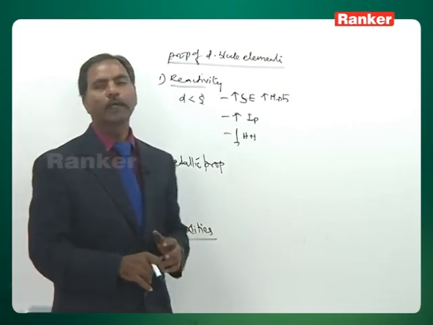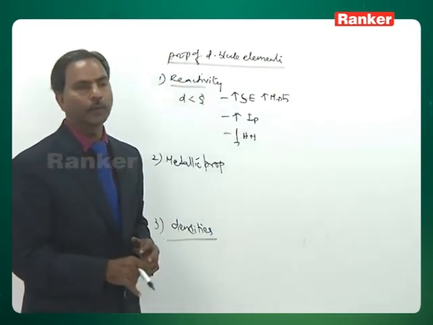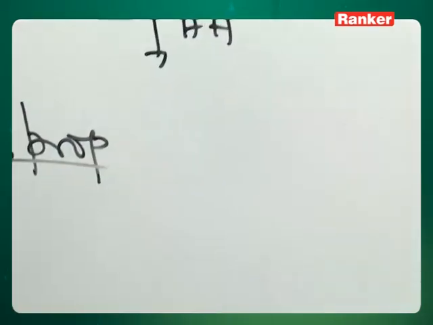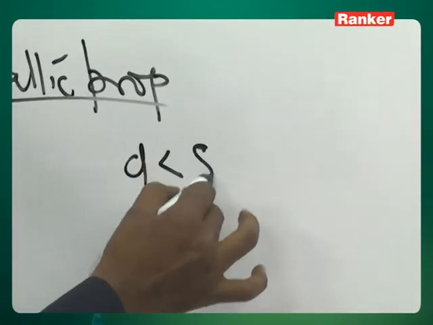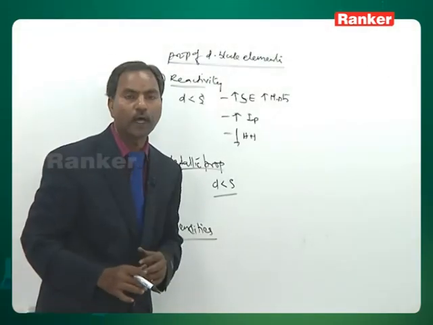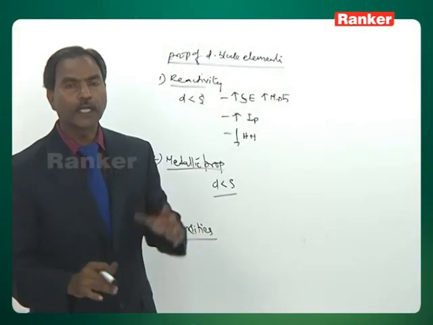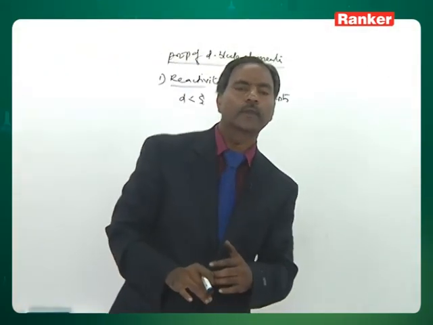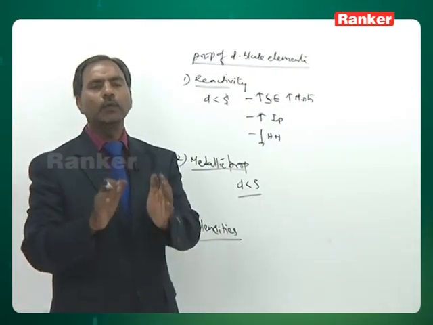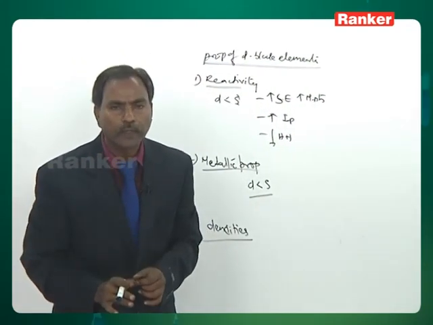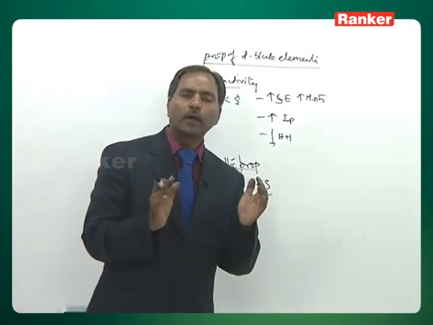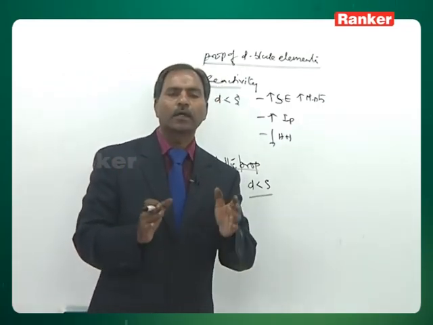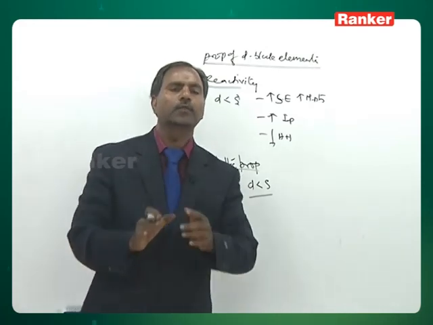Coming to metallic property. d block elements are less metallic than s block elements. Why less metallic? What is metallic property? The tendency to lose electrons we call the metallic property. So consider, among d and s block elements, which have the greater tendency to lose electrons.